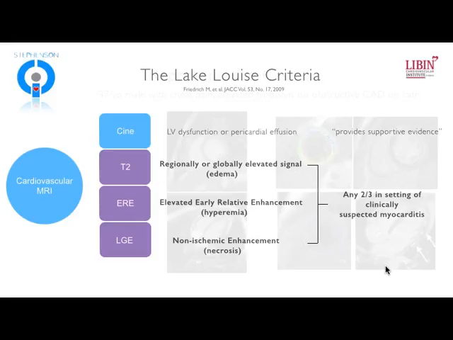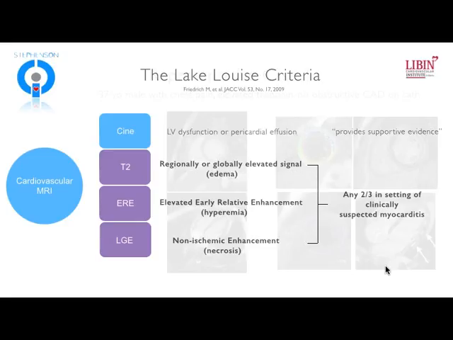Well, it was recognized that cine imaging is useful and provides supportive evidence for the presence of myocarditis. However, it was also recognized that it's not specific for myocarditis and really was only supportive. So the focus was on tissue characterization.